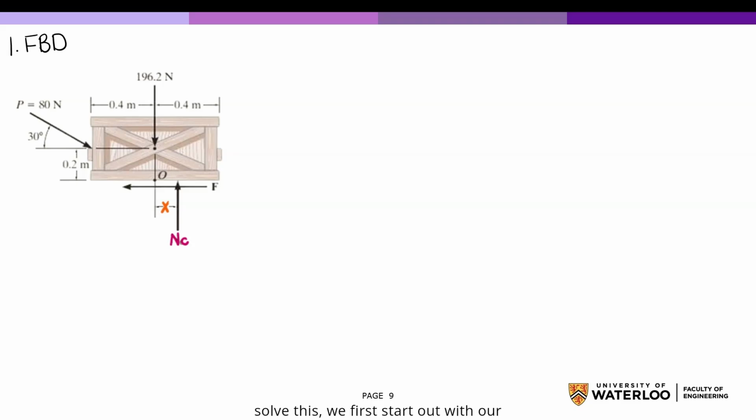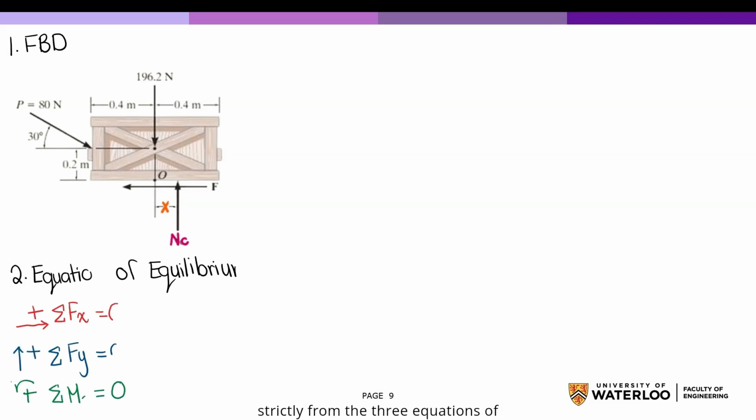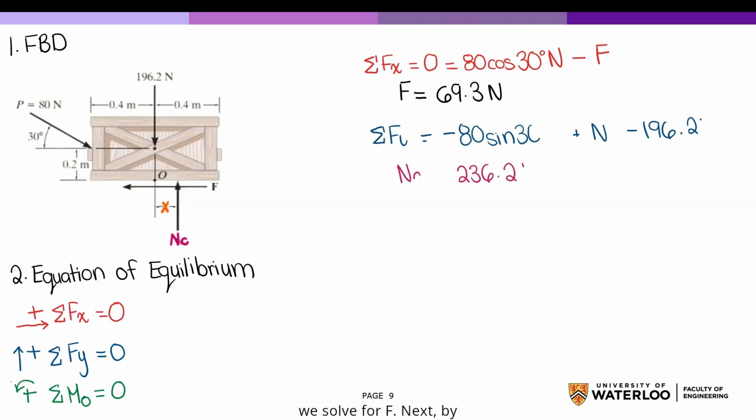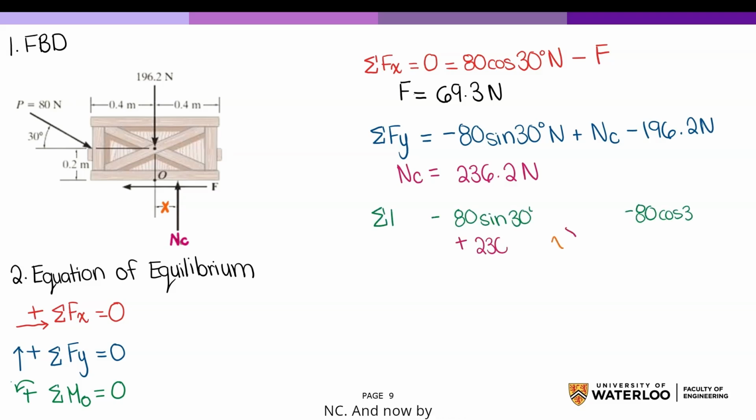To solve this, we first start out with our free body diagram. As shown, the resultant normal force NC must act at a distance x from the crate's center line in order to counteract the tipping effect caused by P. There are three unknowns, F, NC, and x, which can be determined strictly from the three equations of equilibrium. Using the equations of equilibrium, we first solve for the forces in the x direction. By taking the summation of forces in the x direction, we solve for F. Next, by taking the summation of forces in the y direction, we can solve for NC. And now, by taking the moments about point O, we can solve for x.